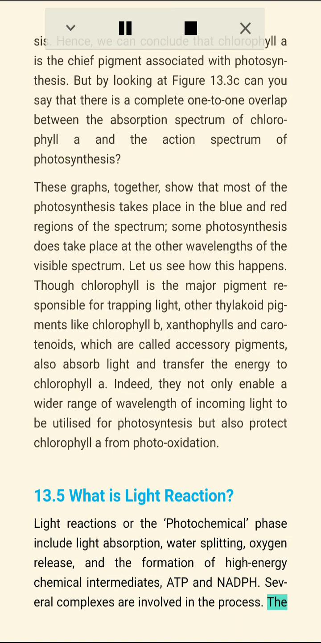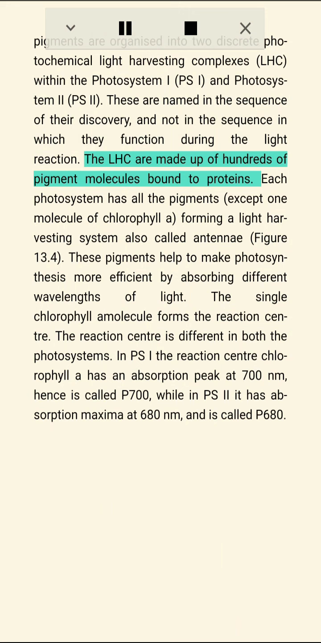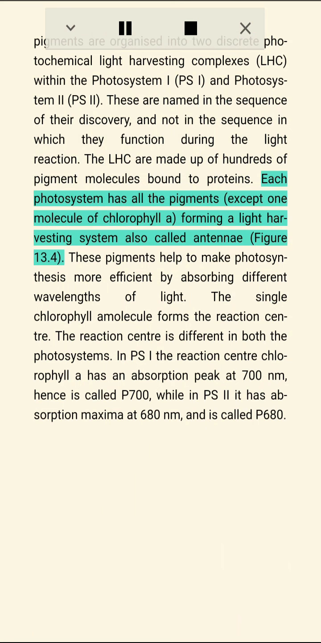The pigments are organized into two discrete photochemical light harvesting complexes, LHC, within the photosystem I (PSI) and photosystem II (PSII). These are named in the sequence of their discovery, and not in the sequence in which they function during the light reaction. The LHC are made up of hundreds of pigment molecules bound to proteins.